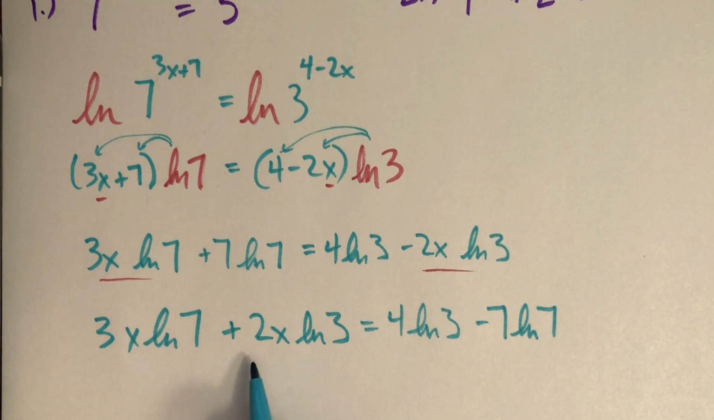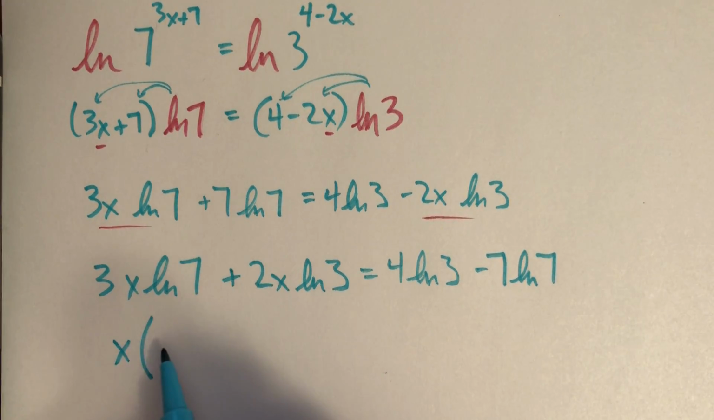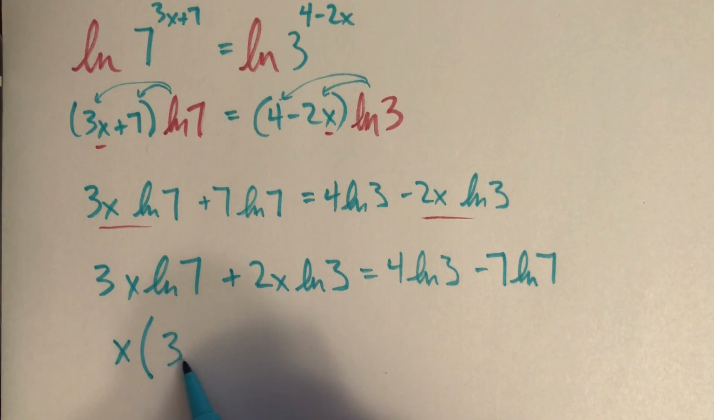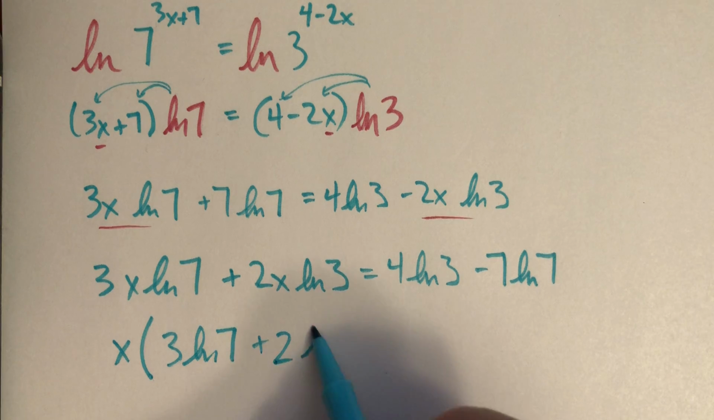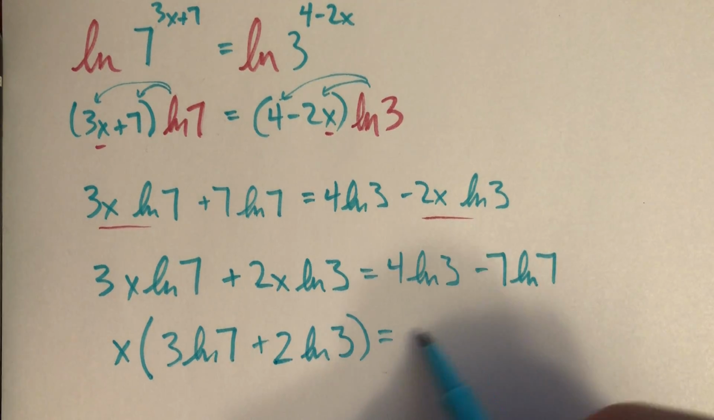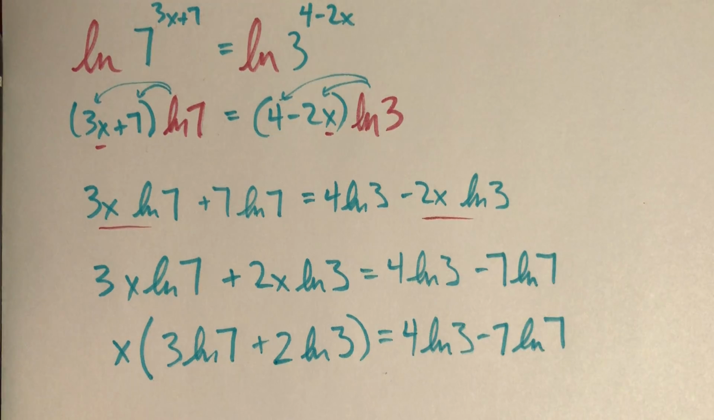And now we're almost home free here, right? Both of these terms have our x's, and we can factor that out. So now that's just going to be 3 natural log 7, and this is 2 natural log 3. And we've got this over here. That didn't change.